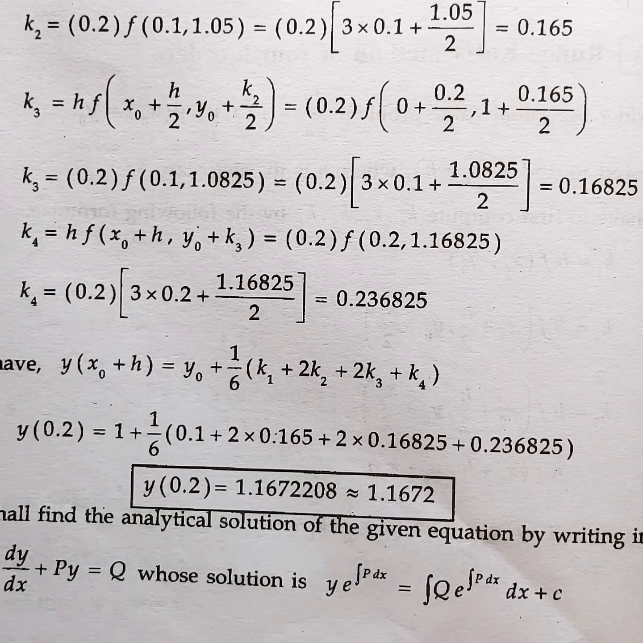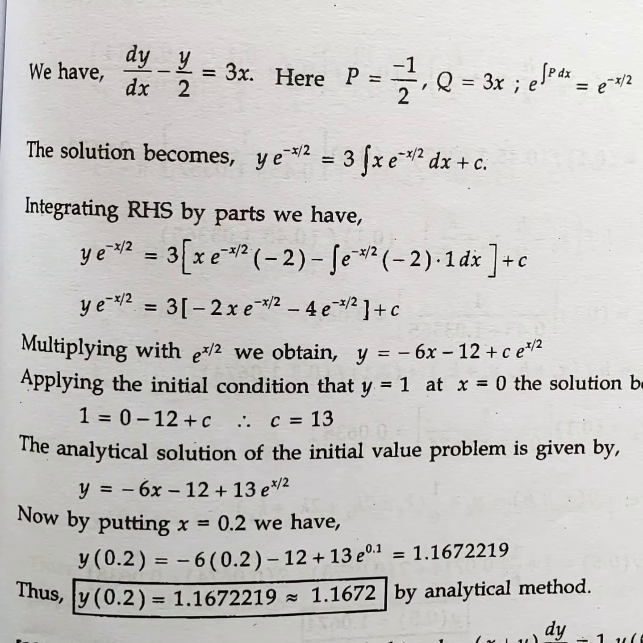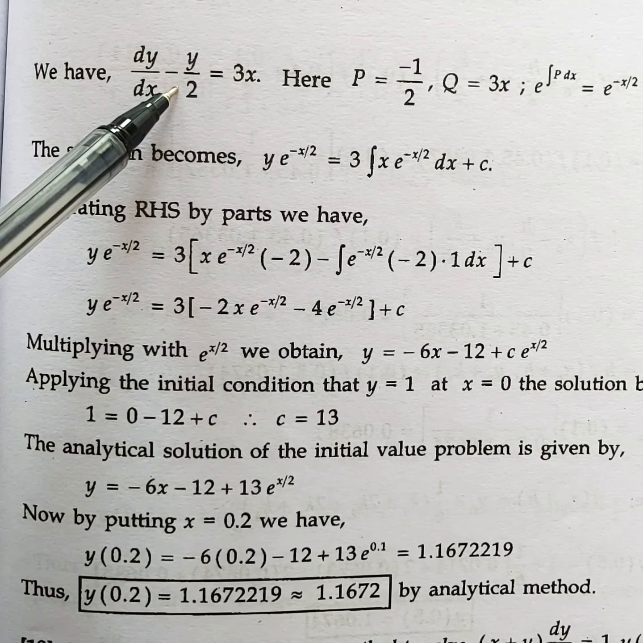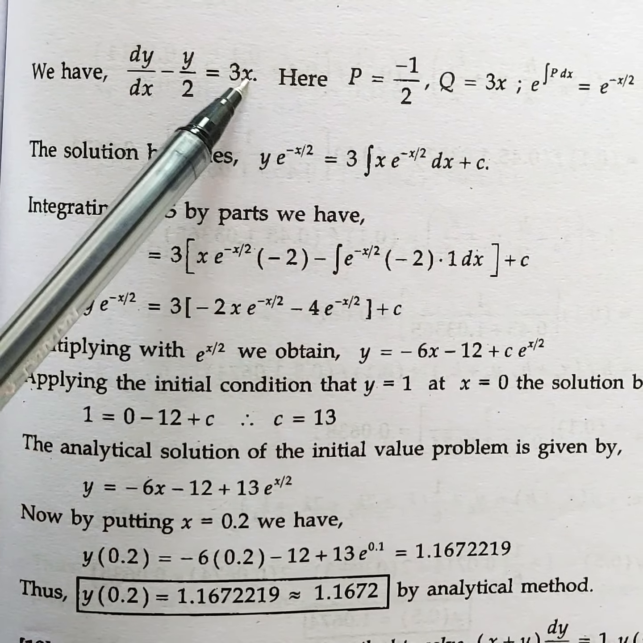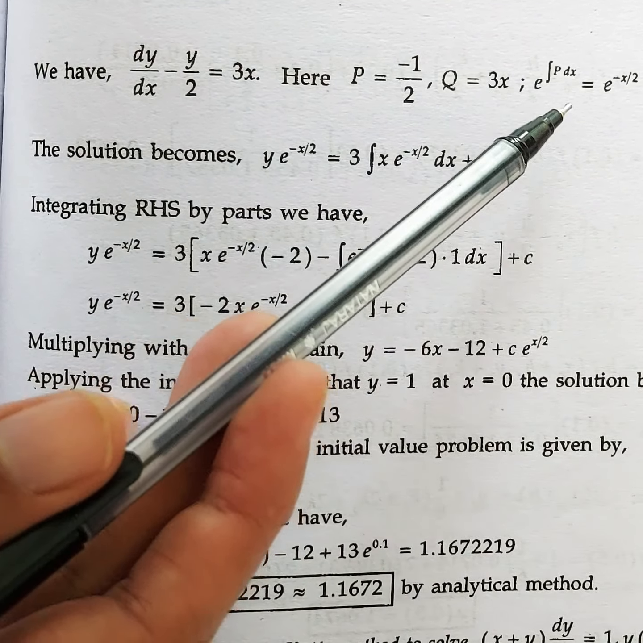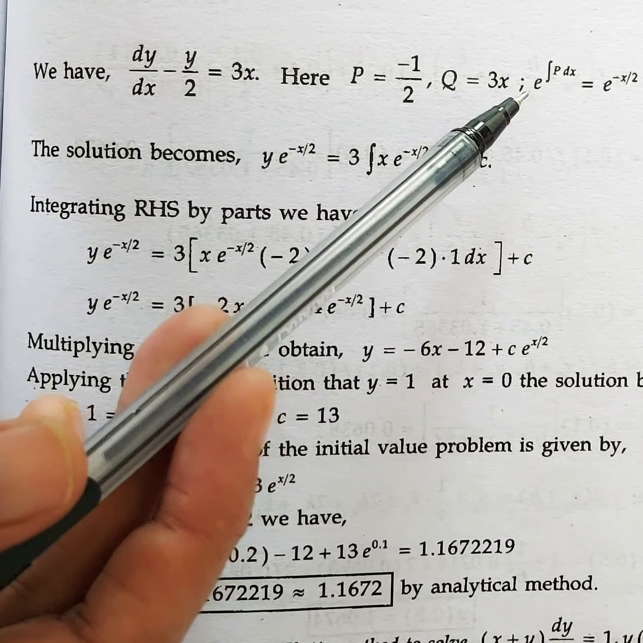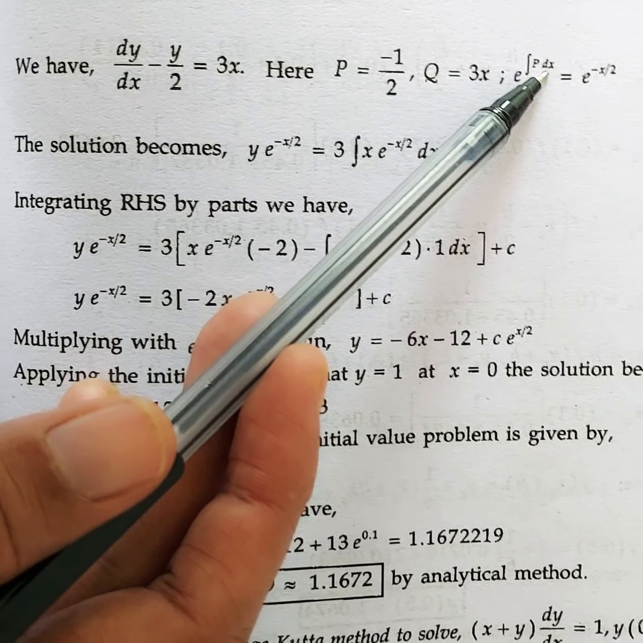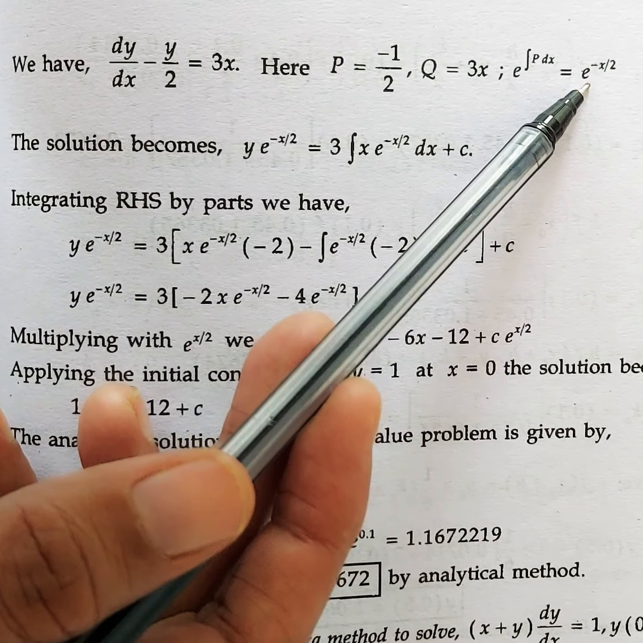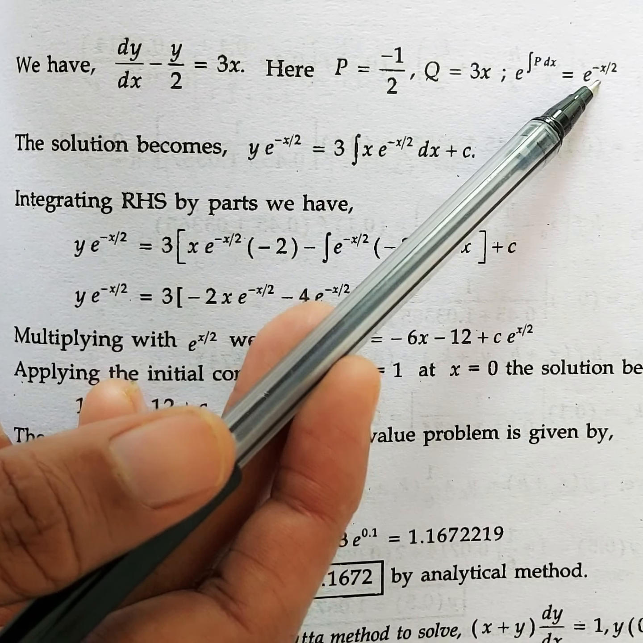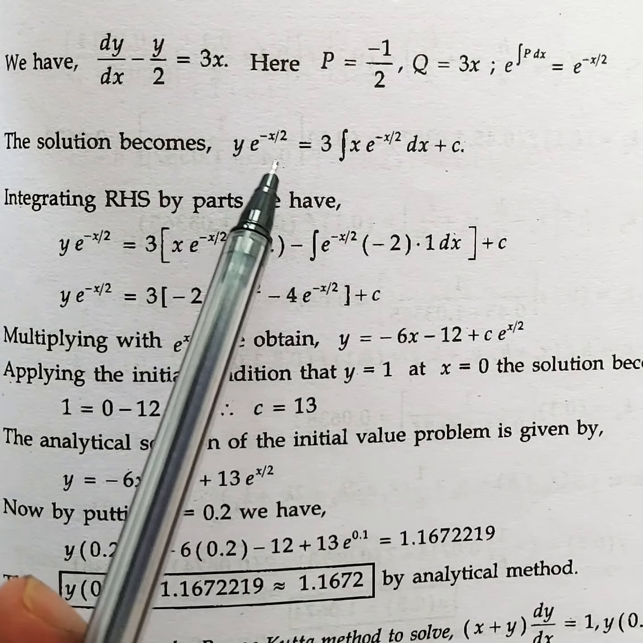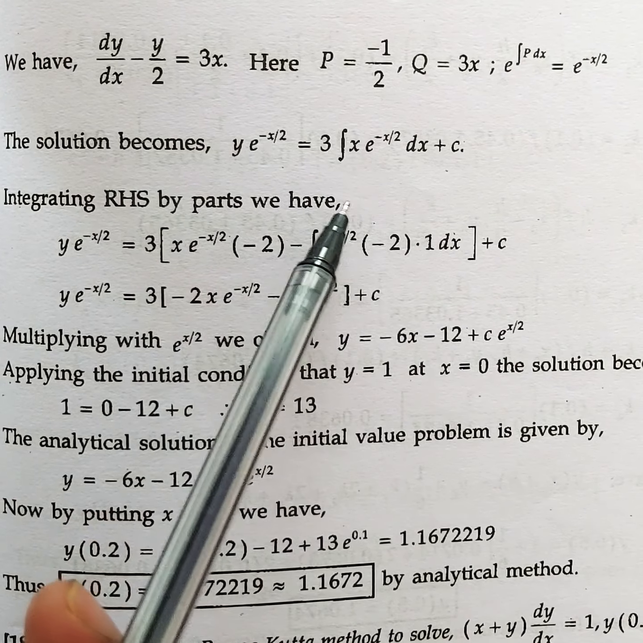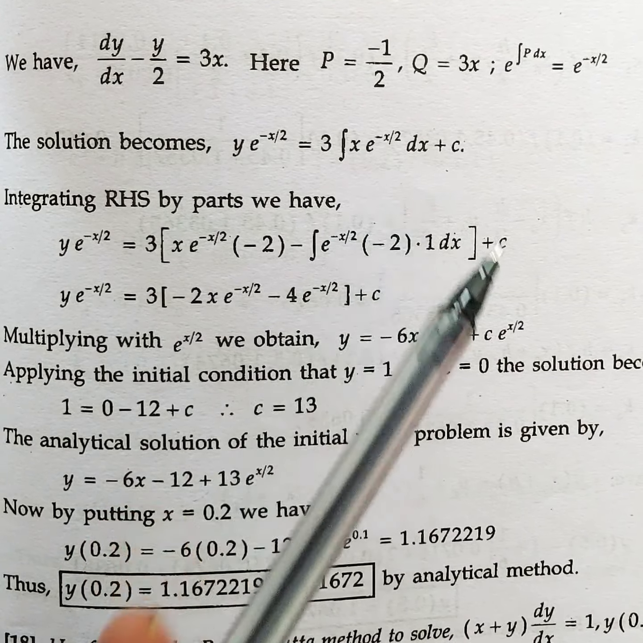So, we will first find e power integral p dx separately. As I told you, this y by 2, if it comes to the other side, it will become minus y by 2. So p value is minus 1 by 2 and q value is 3x. What we have to find? E power integral p dx. E power integral minus 1 by 2 dx. Dx if you integrate, we will get x. So we have written e power minus x by 2. Your solution is y into e power minus x by 2 is equal to 3, which is just a constant, I have taken it outside, integral x into e power minus x by 2 dx plus c.